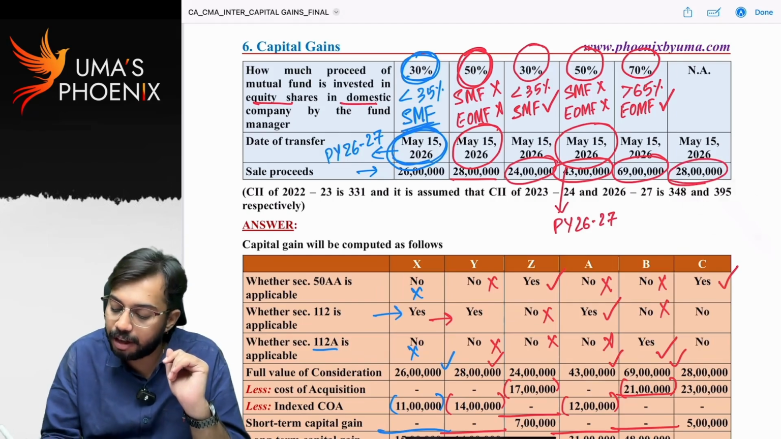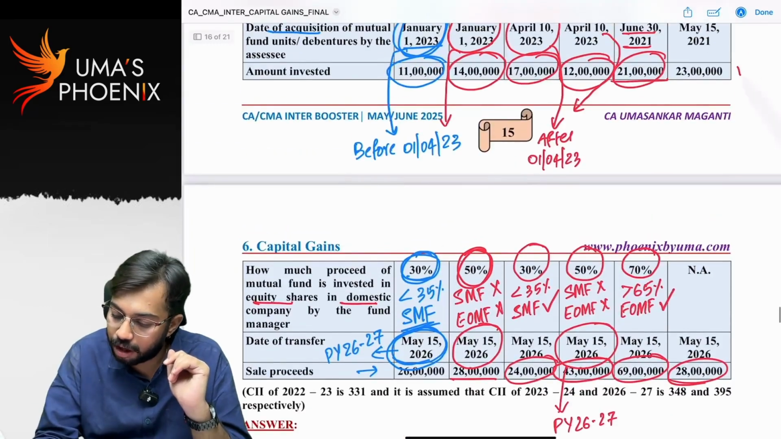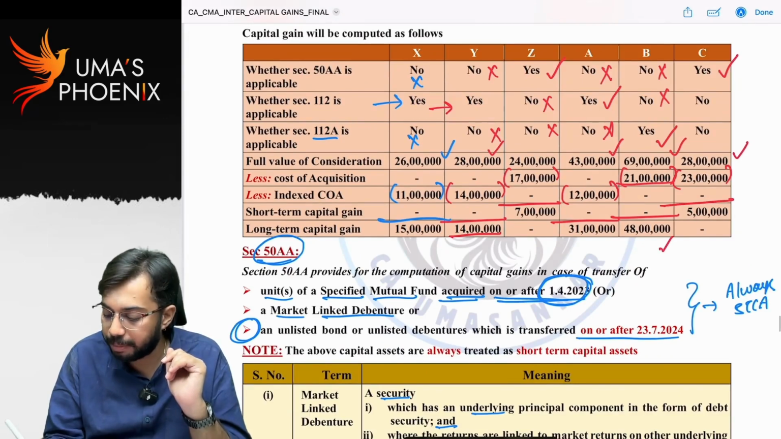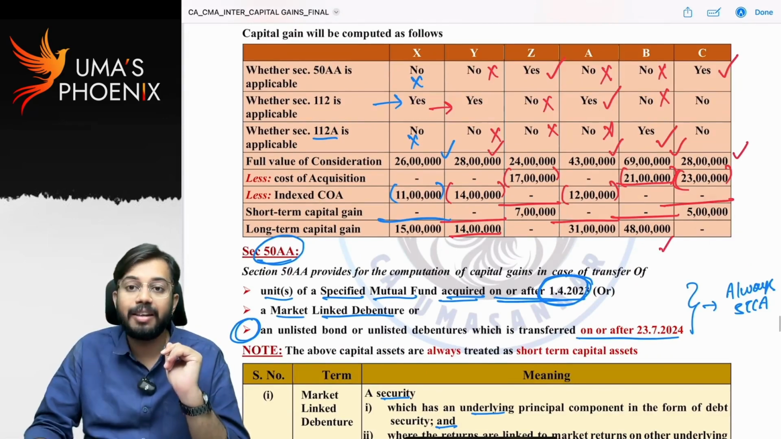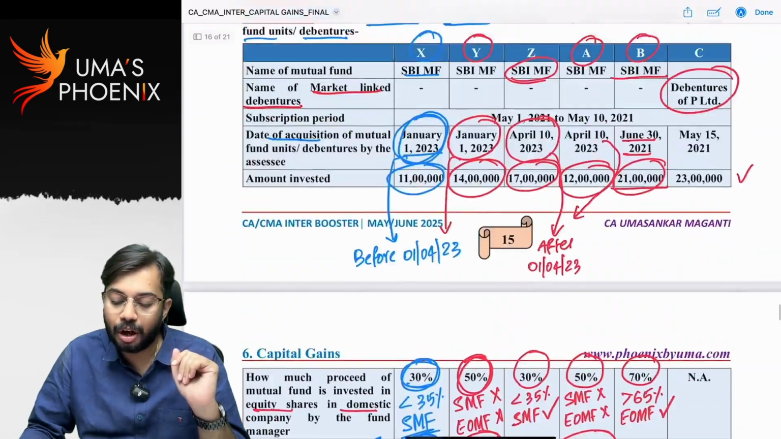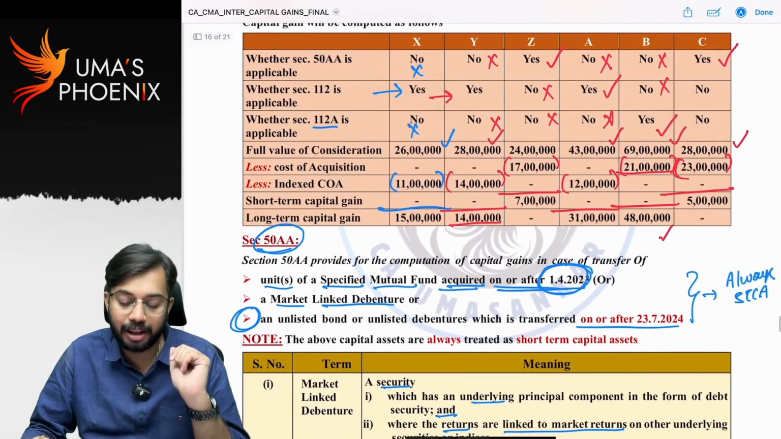How much is full value of consideration? 28 lakhs. How much is cost of acquisition? Cost of acquisition is 23 lakhs. How much is short term capital gain? Short term capital gain is 5 lakhs. Is it clear? I hope you understood the concept of section 50AA and section 112A or 111A.